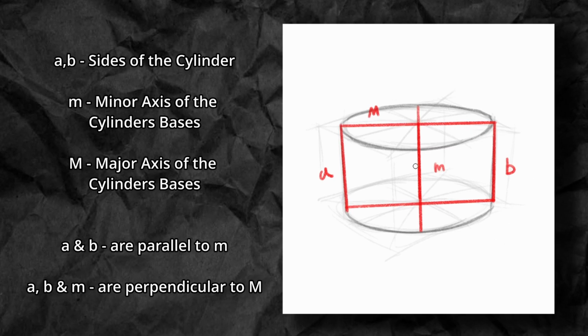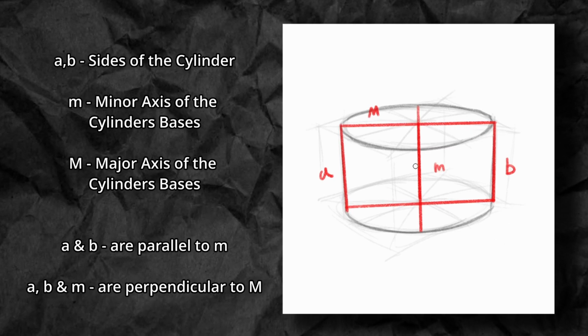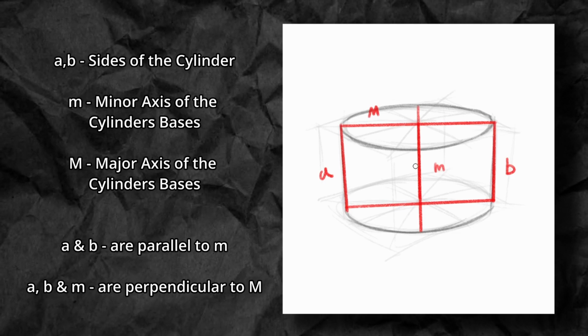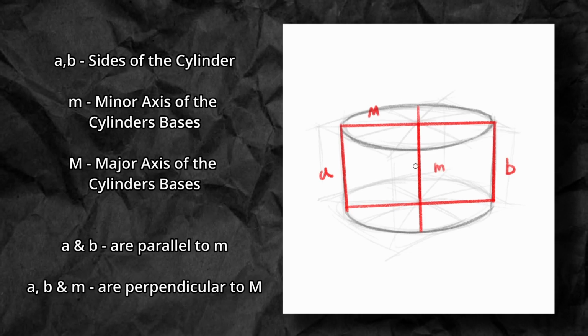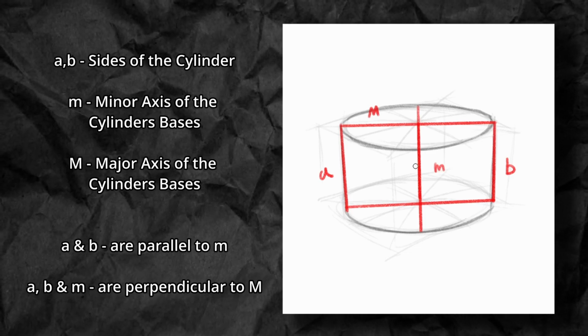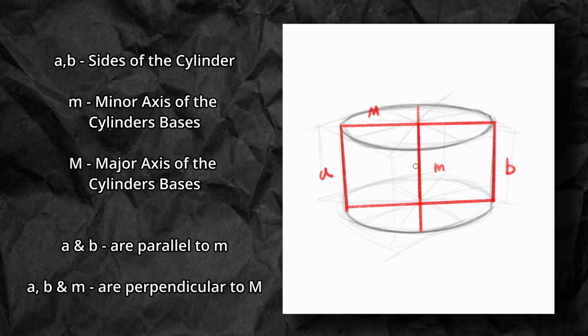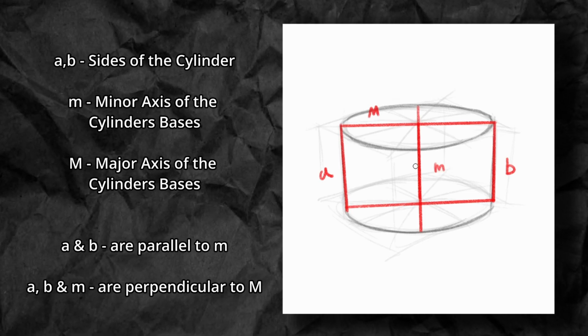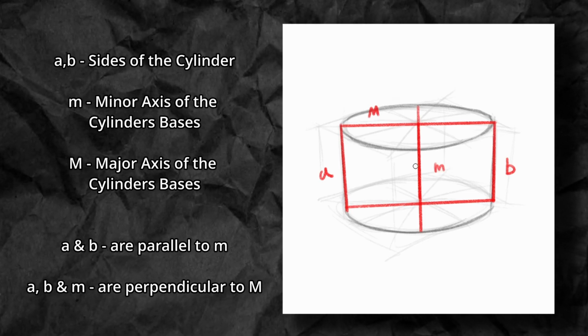Also remember that both ellipses and circles look like ellipses in perspective. And if you are paying close attention during the last entry, you may notice that the sides of the cylinder are perpendicular to the major axis of the ellipse and parallel to the minor one. If your cylinder looks weird, drawing this wrong might be the reason.